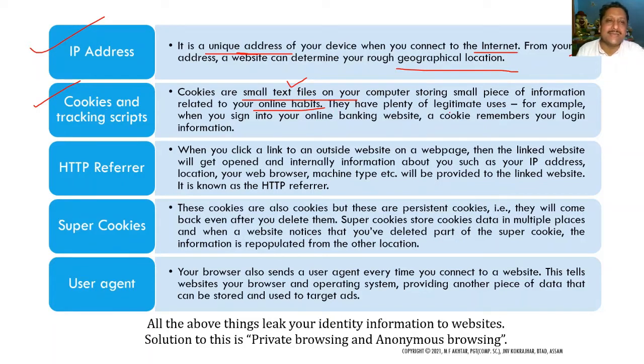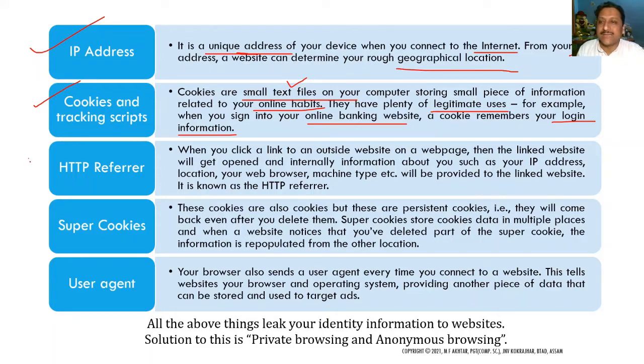They have plenty of legitimate uses. Cookies are actually made for some beneficial uses. Beneficial uses are known as legitimate uses. For example, when you sign in to your online banking website, a cookie remembers your login information. Login information means your user ID, which they will recognize, and whenever you open those websites, they will automatically fill some of the fields. It benefits us by not having to remember these things. So some legitimate use is there, but these can be used for tracking also.